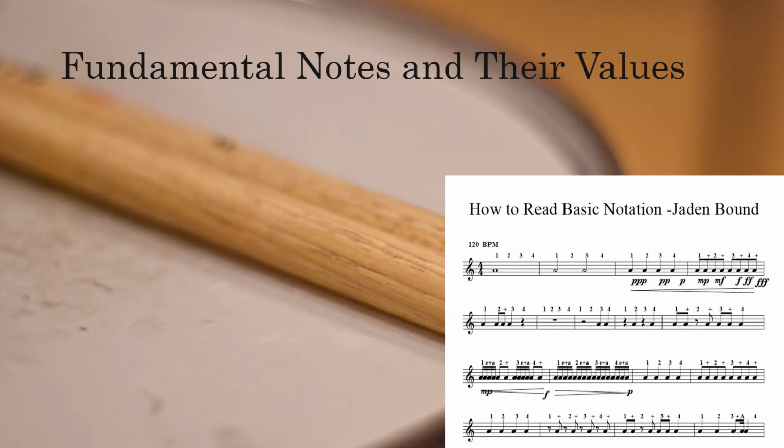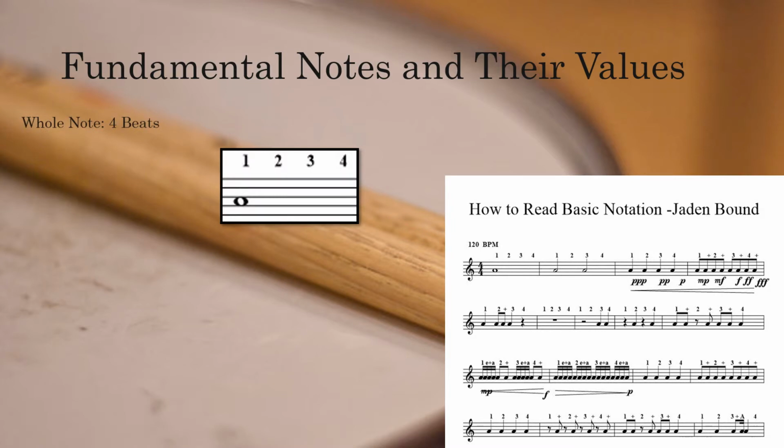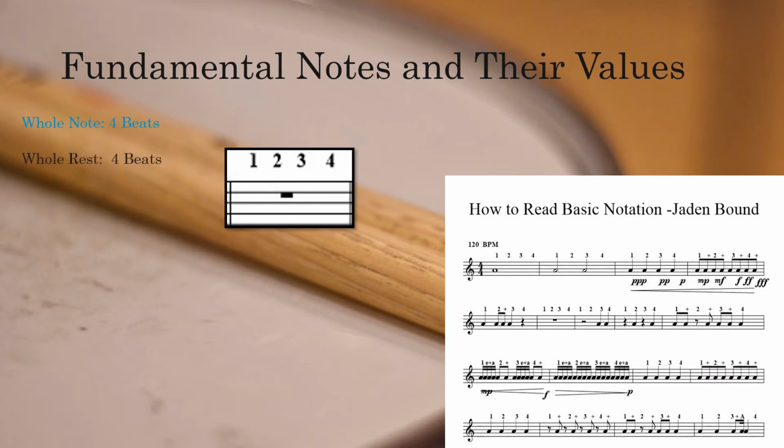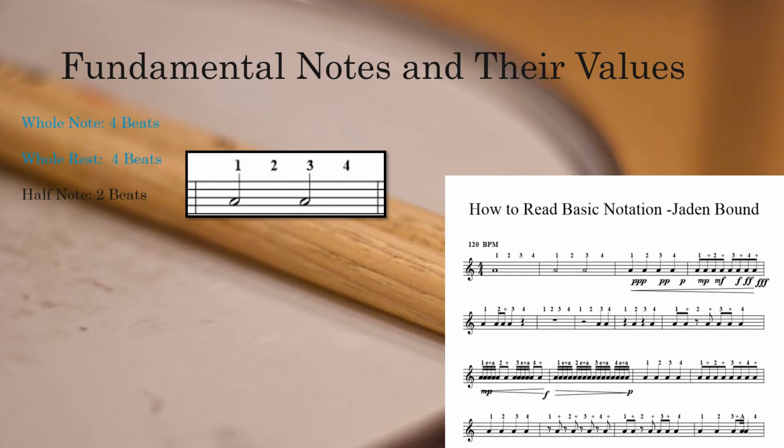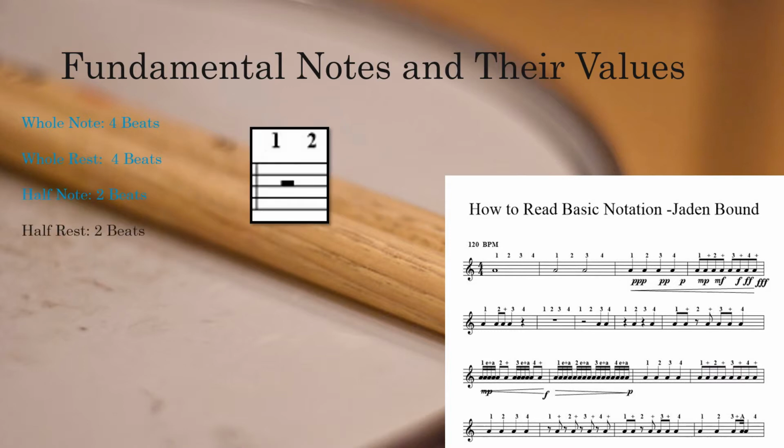So the first note we have is a whole note. A whole note gets 4 beats. Alright, next note we have is a whole rest. Now a rest is something that you don't play, but you do have to continue counting. So a whole rest also gets 4 beats. Then we have a half note. Half note gets 2 beats. Half rest also gets 2 beats.